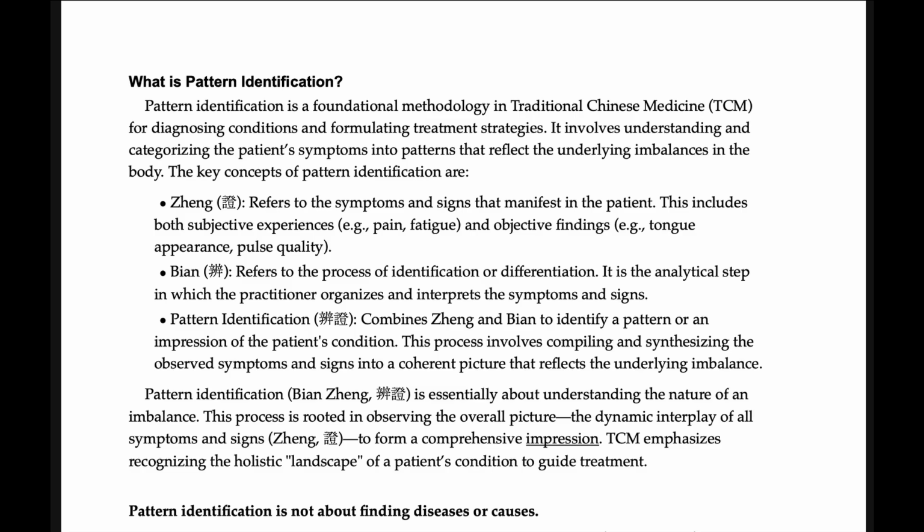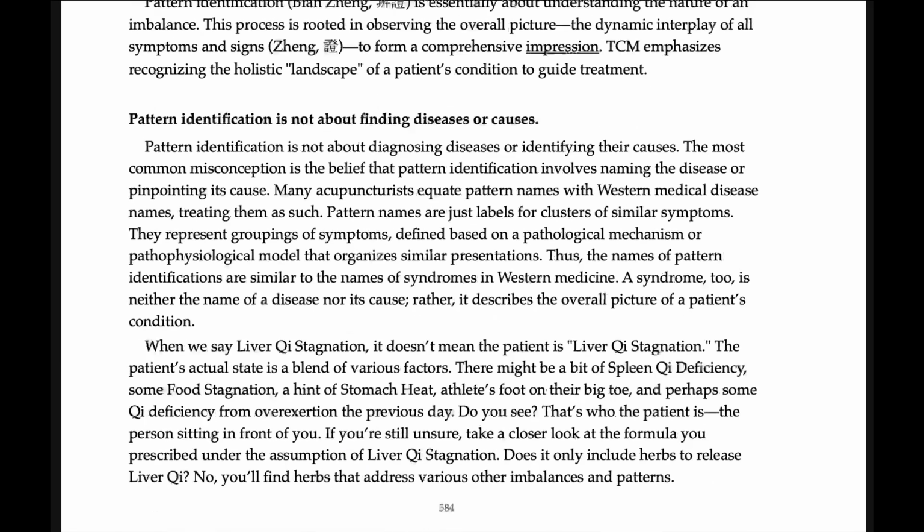Pattern identification is essentially about understanding the nature of an imbalance. This process is rooted in observing the overall picture, the dynamic interplay of all symptoms and signs, to form a comprehensive impression. TCM emphasizes recognizing the holistic landscape of a patient's condition to guide treatment.